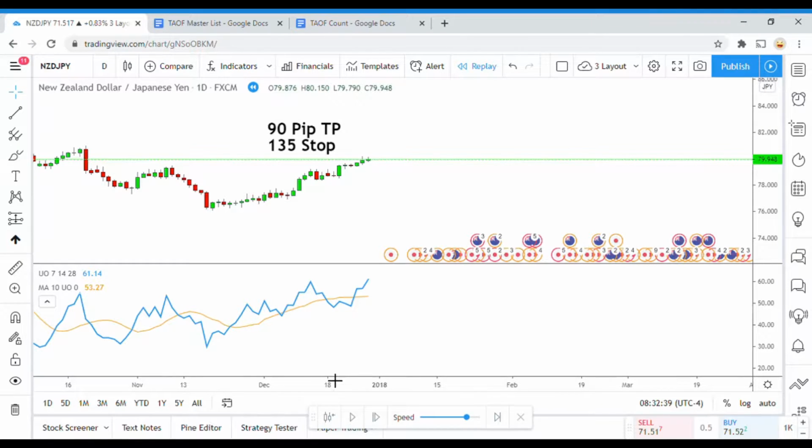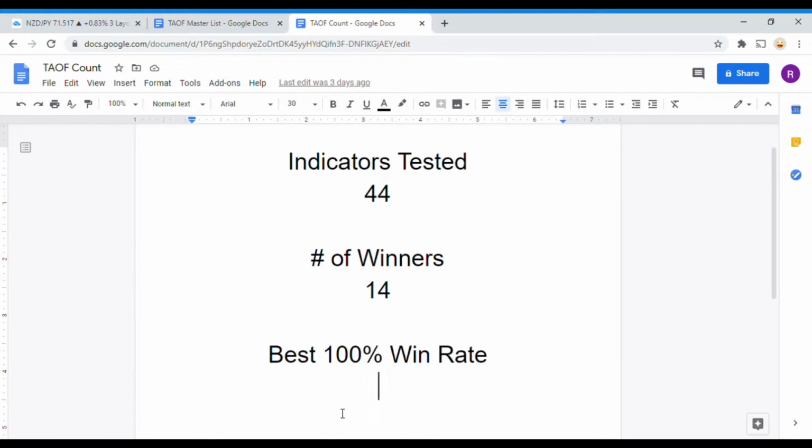Alright, as I said, today we will be testing the ultimate oscillator. But before we do, I wanted to put the indicator scoreboard up for everyone to see. To date, we have tested 44 indicators. Out of those 44, 14 have been winners, which means they have met or exceeded the 60% win-loss ratio threshold that we have set. The best one so far was able to achieve a 100% win rate.